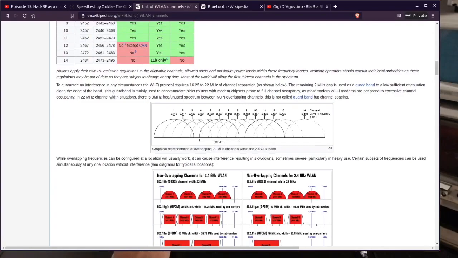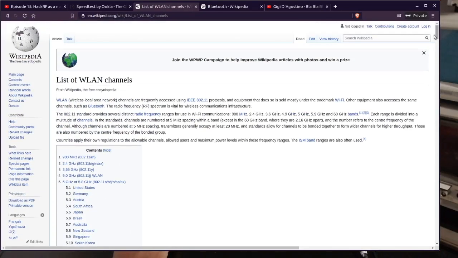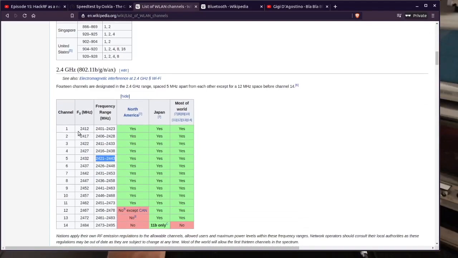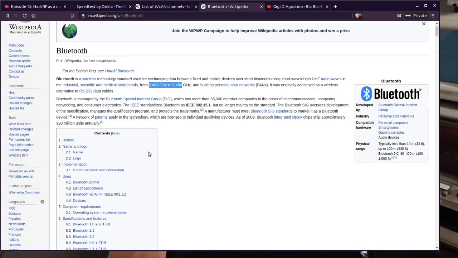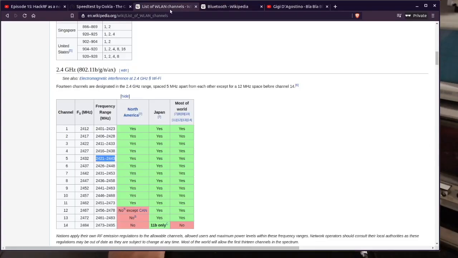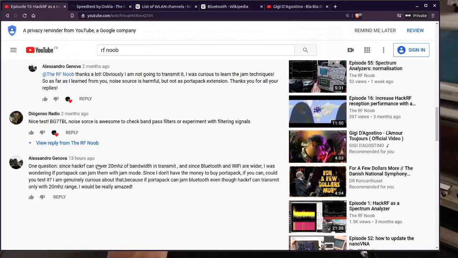the Wi-Fi protocol on the 2.4 GHz, let me have a look, yes, it's about 80 MHz wide, and similarly, the Bluetooth protocol is also 80 MHz wide. And by the way, they use the same frequencies as you can see. So how is it possible to jam these protocols using the HackRF?